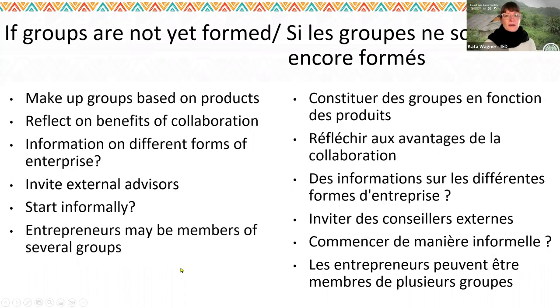And then, of course, if groups are not yet formed, there are certain elements that you might want to consider as a facilitator in that situation. So try to encourage making up groups based on different types of products that individuals have chosen to develop. Reflect also on the benefits with them around collaboration. So this could be that as a group, they can produce larger quantities, they can obtain better quality products, or they can share costs for technology or perhaps other reasons.